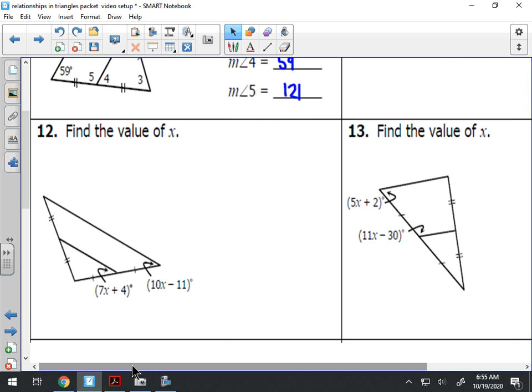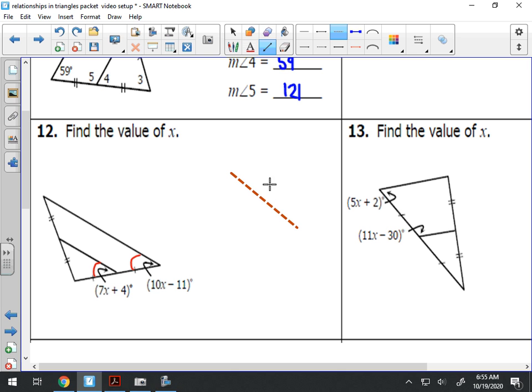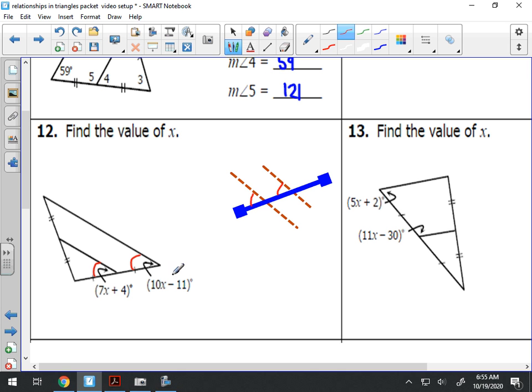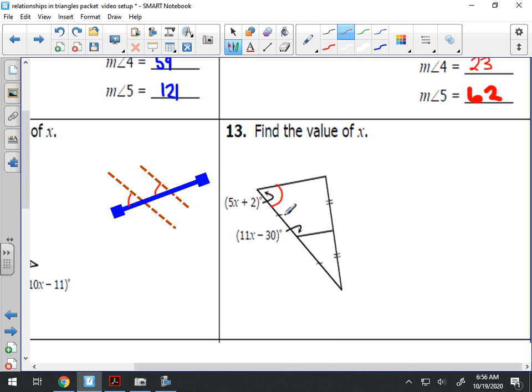All right. So these two right here are going to be corresponding. Same position on a different intersection, okay? We've seen this before. So if we have parallel lines, there's your bridge. Corresponding angles are equal. So you would make these equal and solve for x, and you're done. Okay, these are same side interior angles. These are not equal. They're next to each other. They add up to 180. So you'd say 5x plus 2 plus 11x minus 30 adds up to 180, and solve for x that way.